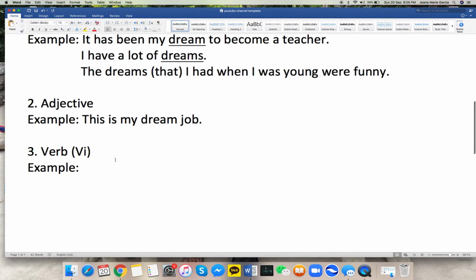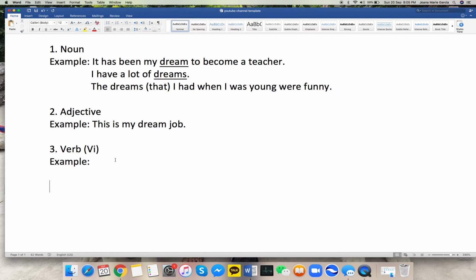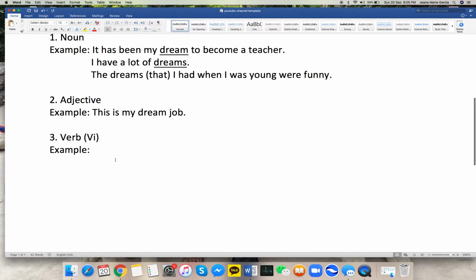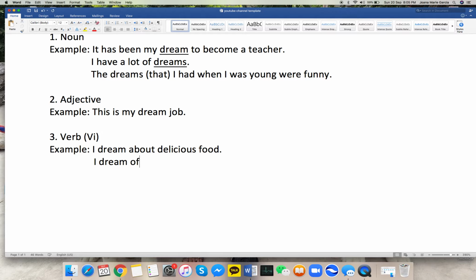So let's have an example. For example, if I say I dream food, is it correct? No, we cannot just say I dream food. We have to add a preposition. So I can say I dream about food, or I dream of delicious food. So you can use about and you can use of, but the question is what is the difference between the two?